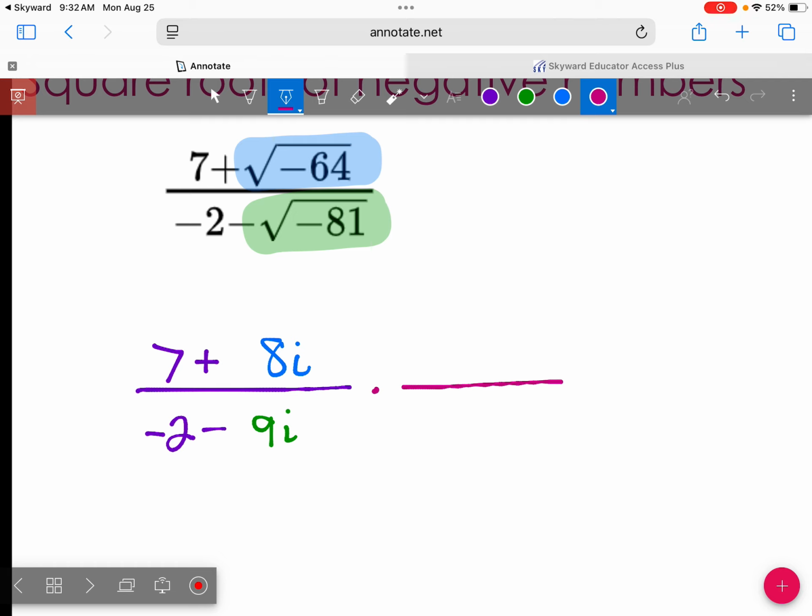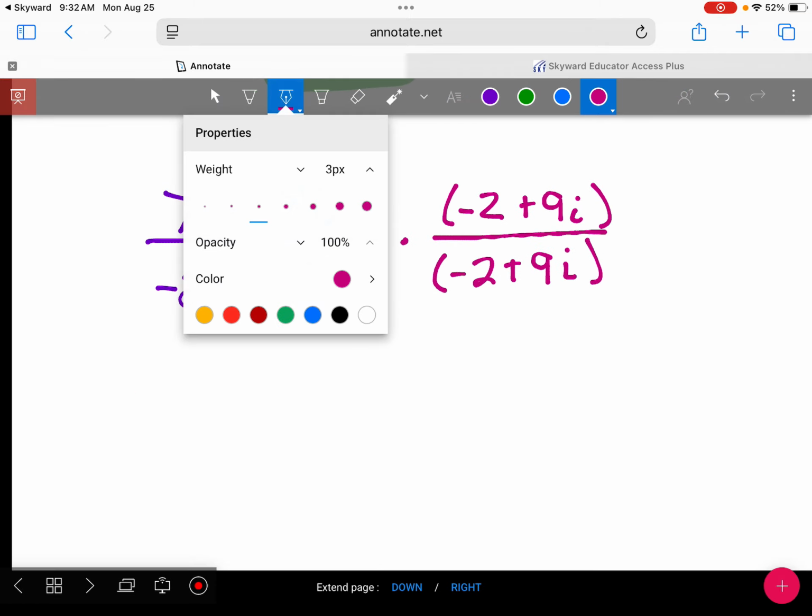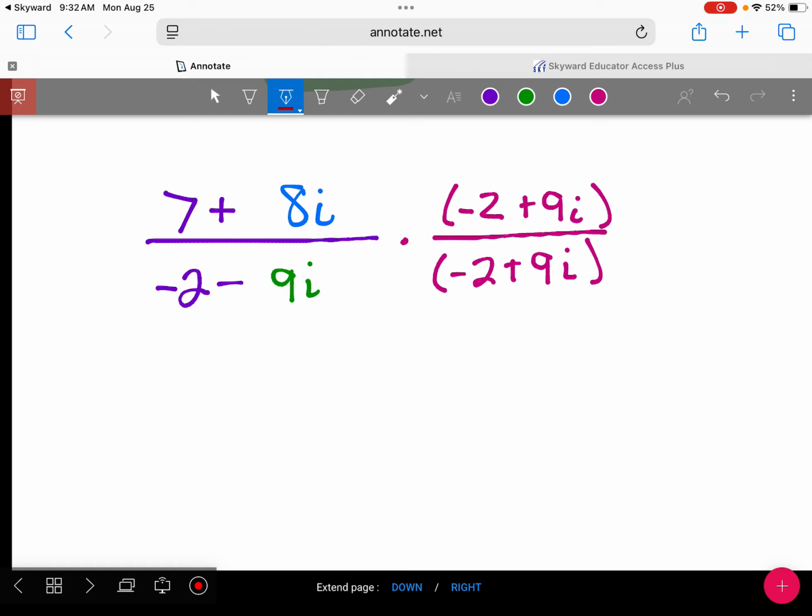So what is our conjugate going to be? What do we need to multiply by? Boom. Do it. Negative 2 plus 9i. You got this. Multiply them out. I'm going to do it up here, and I'm going to try and go fairly slow so you guys have time, because I know you guys like to try and run ahead. Totally valid.